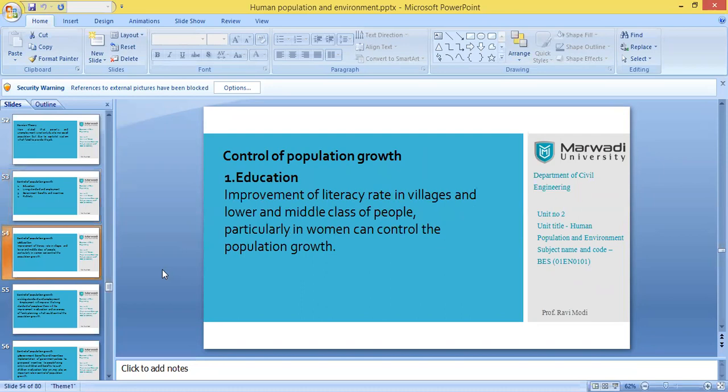The first one is education. Improvement of the literacy rate in villages and among the lower and middle class, particularly in women, can control population growth. This is a very important question, so I request all of you to note down all these four points. Please quickly note down this first point.